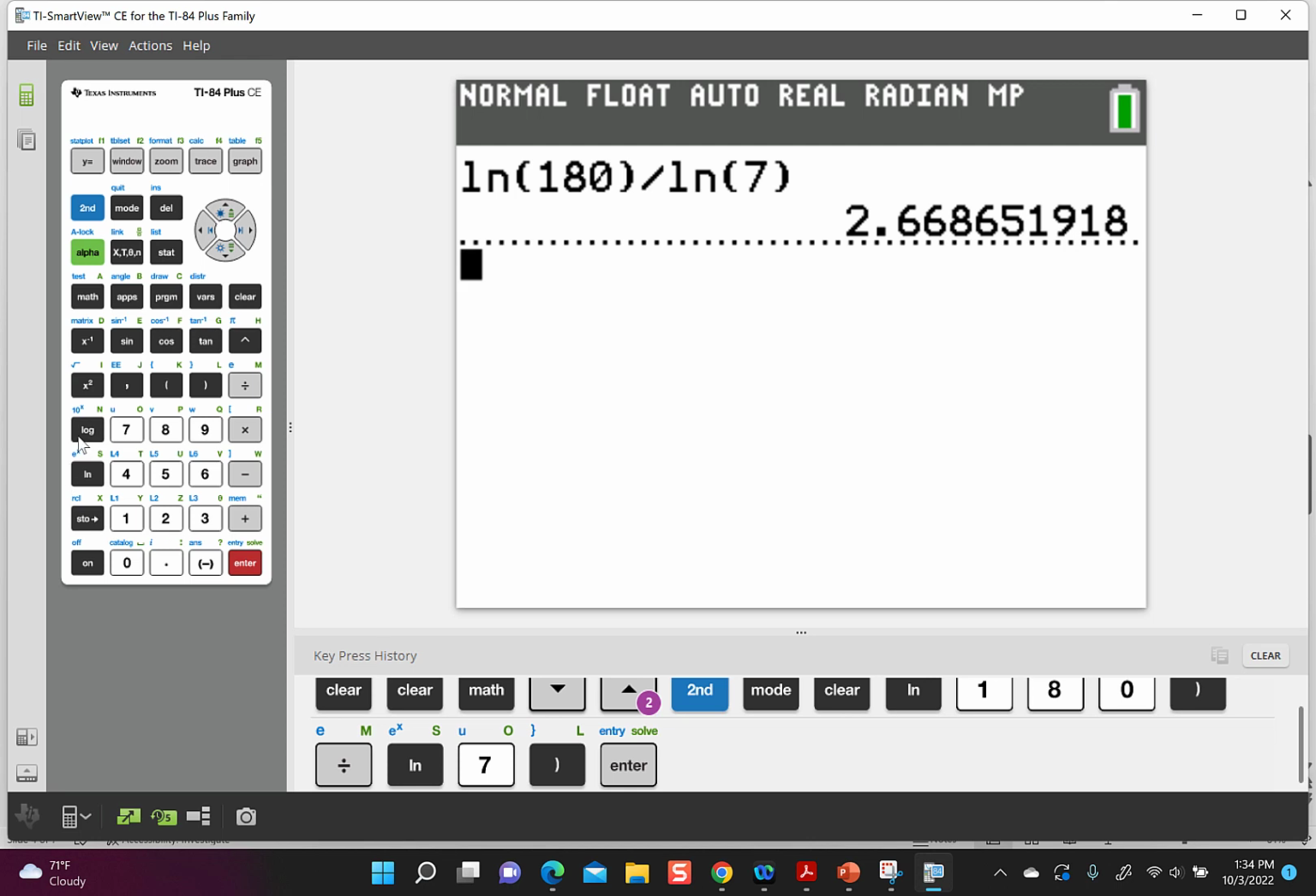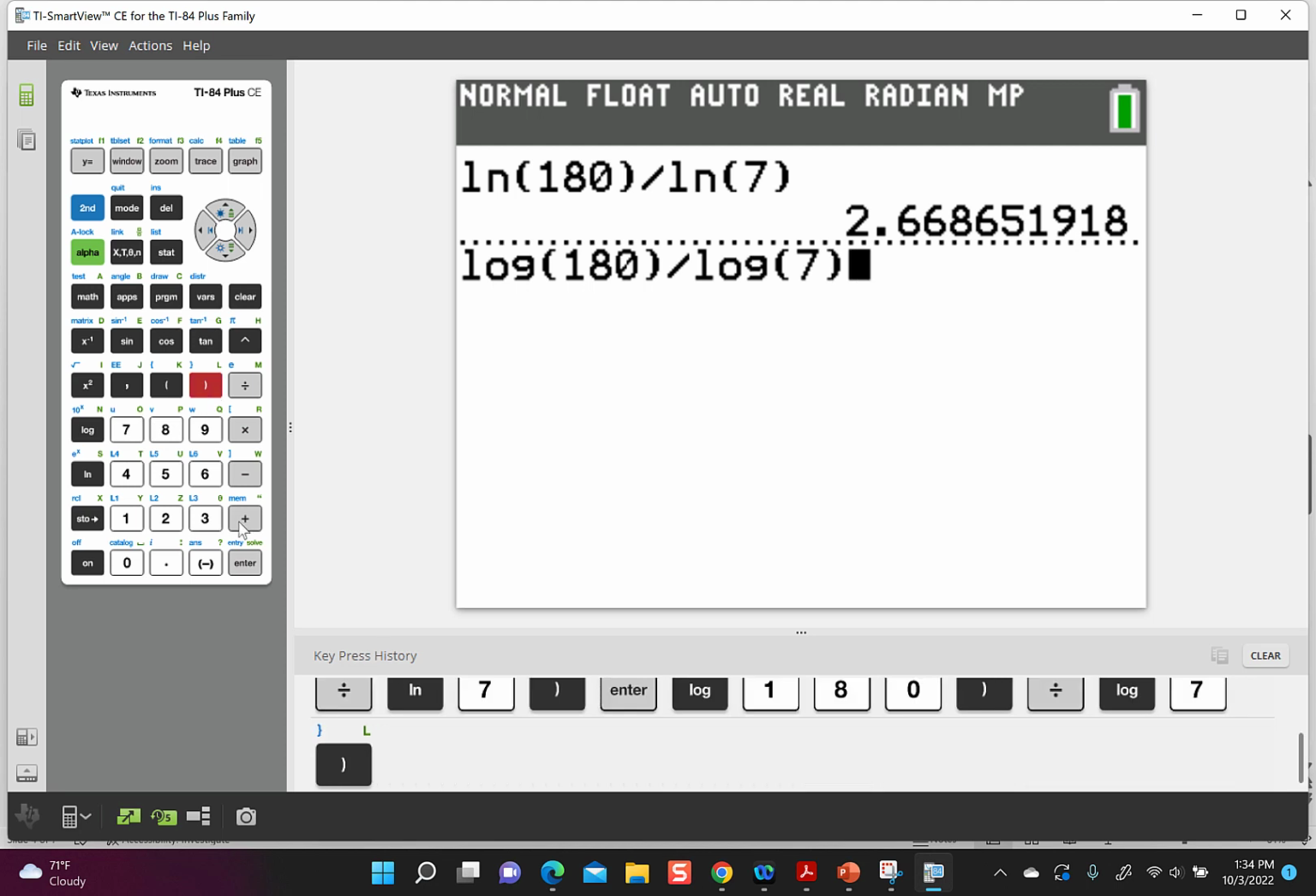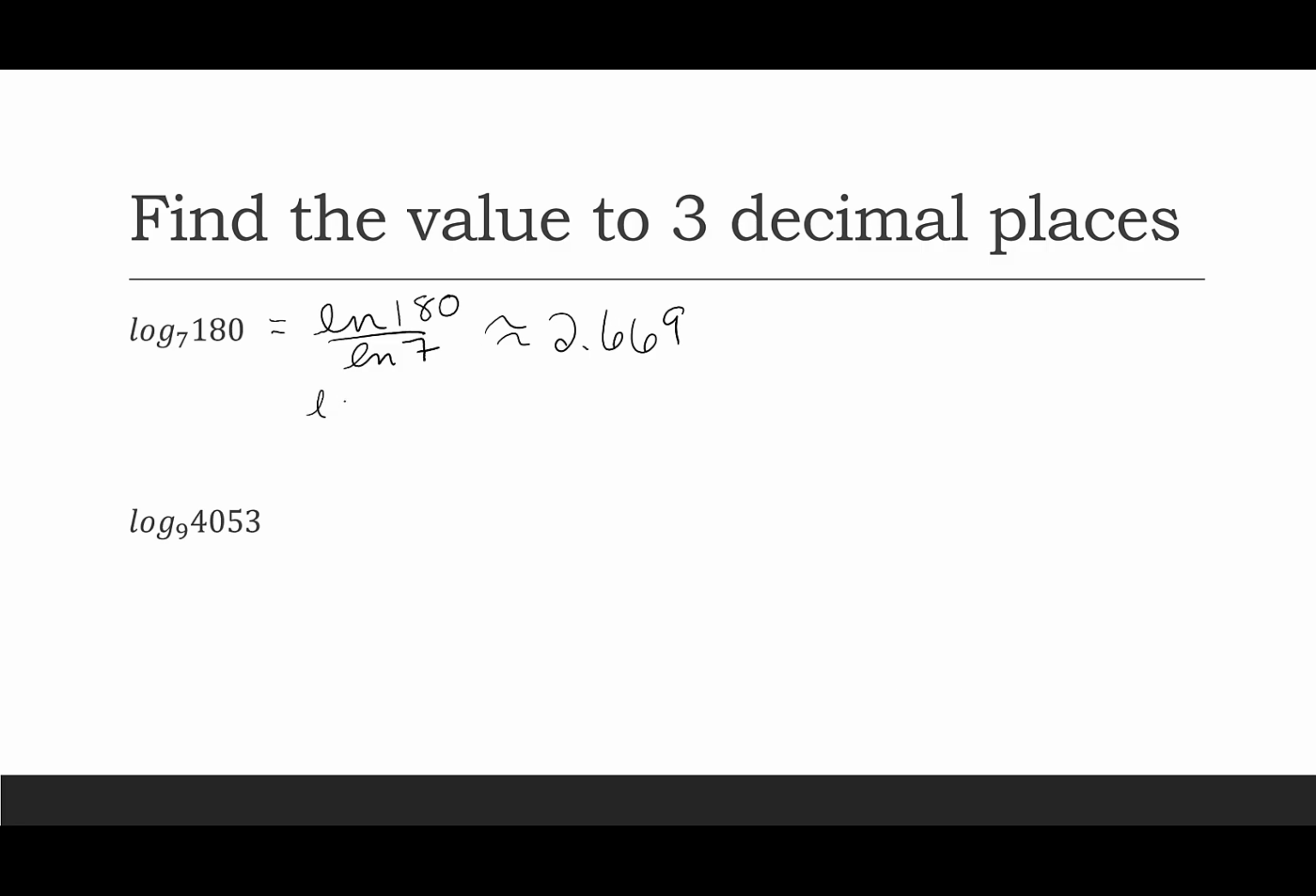Now, just to show you, it would be the same if I did the log. I'll hit the log of 180, and then I'm going to divide by the log of 7. So notice that I have to put the log in twice, once for the numerator, once for the denominator. But I get the same value that we're going to call about 2.669. And I'll just write underneath that I also did the log of 180 over the log of 7.